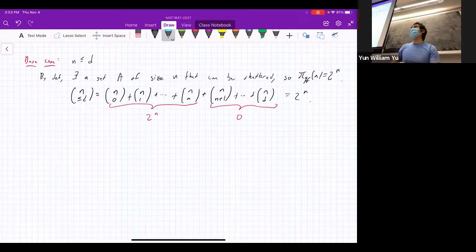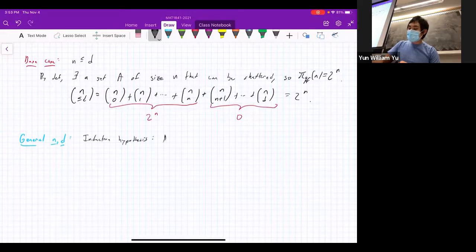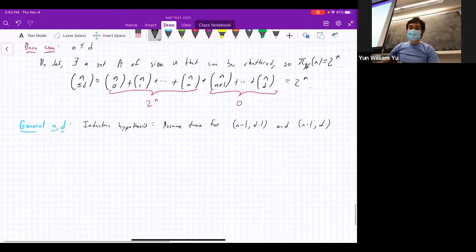So what have we done now? We've proven a series of cases. We've proven the case when d is equal to 0, and we've proven the case when n is less than or equal to d. And so now we're going to build an induction off of that. So the general n, d is going to be a little bit more complicated. But the induction hypothesis that we're going to use is we're going to assume that our statement is true for n minus 1, d minus 1, and that it's true for n minus 1, d. Okay, so this is going to be a two-dimensional inductive argument.